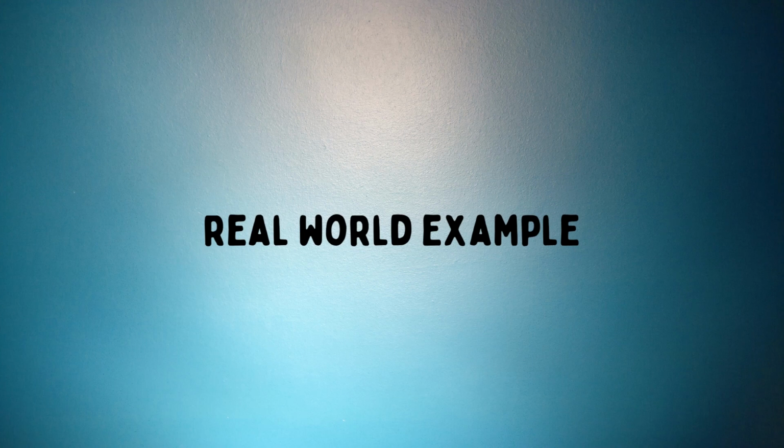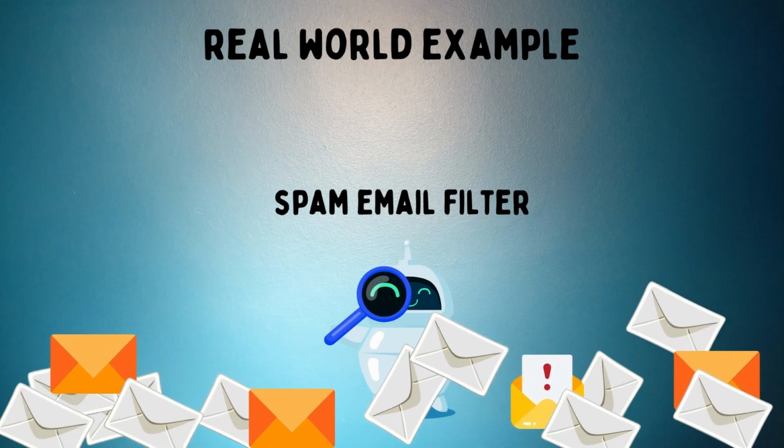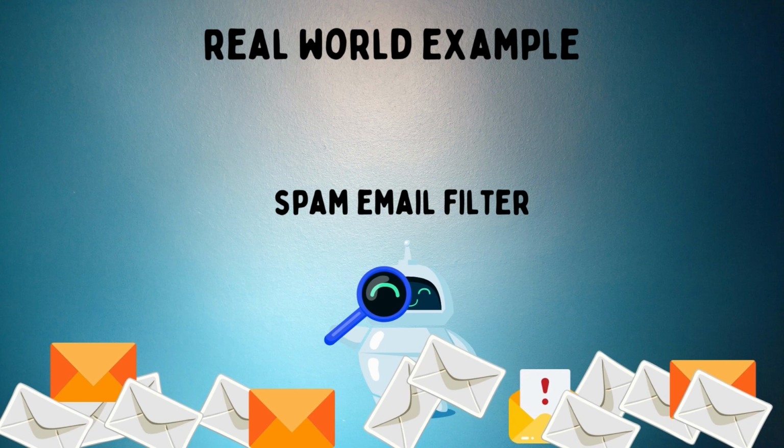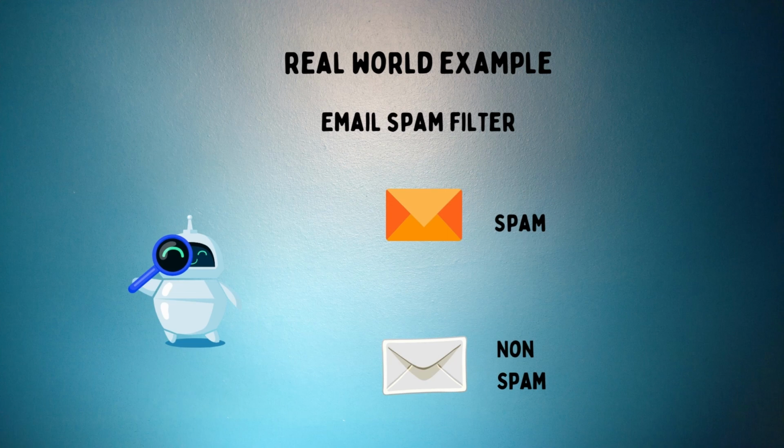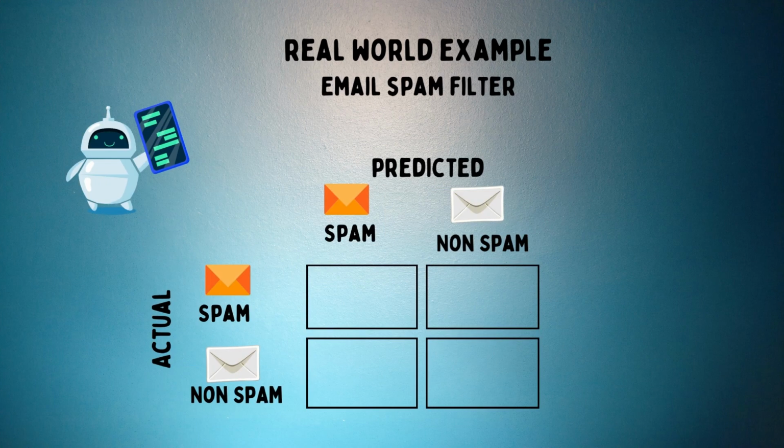Imagine you're building a spam email filter. You have received a bunch of emails and some of them are spam while others are not. Your spam email filter's job is to flag emails as spam or not spam based on certain characteristics. The goal is to build a machine learning model that can automatically classify incoming emails as either spam or not. So let's define the following terms in our confusion matrix.